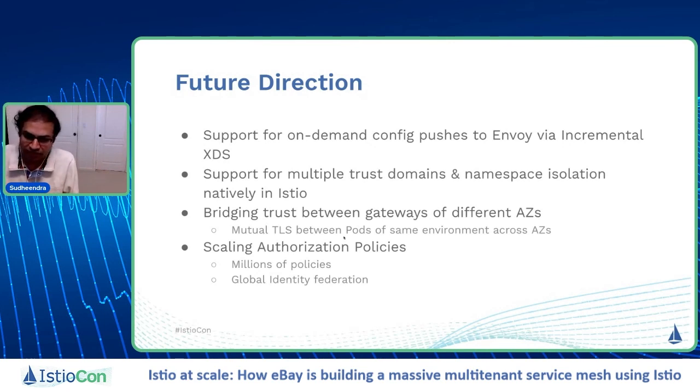And the last bit we are looking at is how do we even scale the authorization policies. We are looking at a scale of millions of policies, and there are issues about how do we federate the identity and so on. So these are some of the open problems that we are looking at.